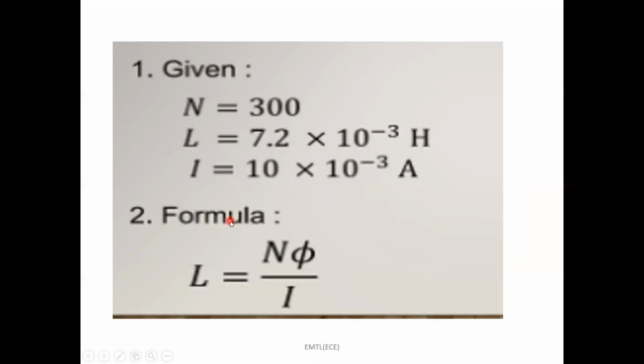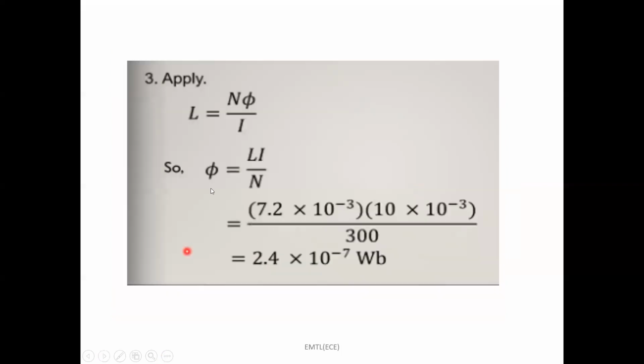So we have to calculate the phi value, but we have to know the expression for the self-inductance: L is equal to N phi by I. So from this expression, phi is expressed by cross multiplying, phi equals L I by N. Clearly the L value is given in the problem, the I value is given in the problem, and the N value is given in the problem. By substituting all these values, we can easily find the value of phi.